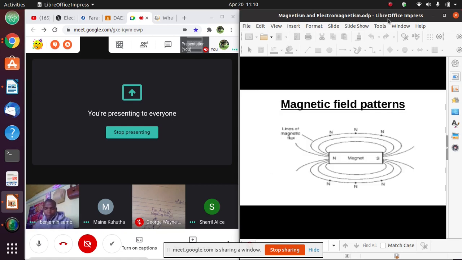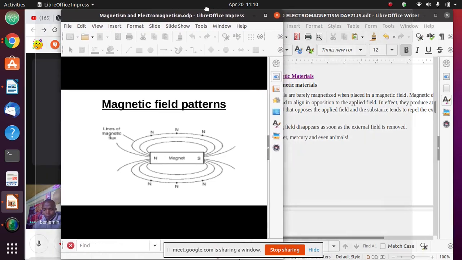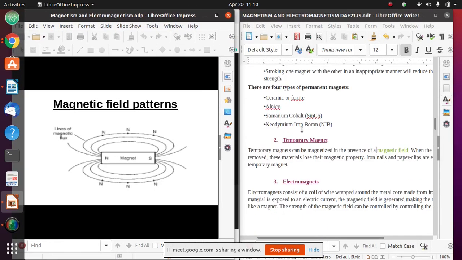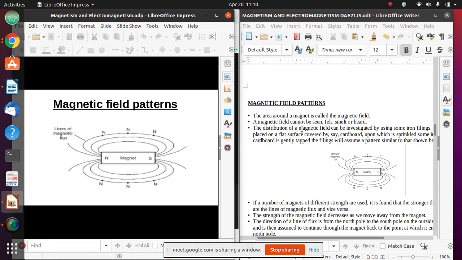Now, magnetic patterns, magnetic fields. We can be able to see. The magnetic field is that area around a magnet, and it cannot be felt, it cannot be heard, it cannot be smelled, but we know it is there. Especially this is a bar magnet. Now, how do we investigate this magnetic field around a magnet?